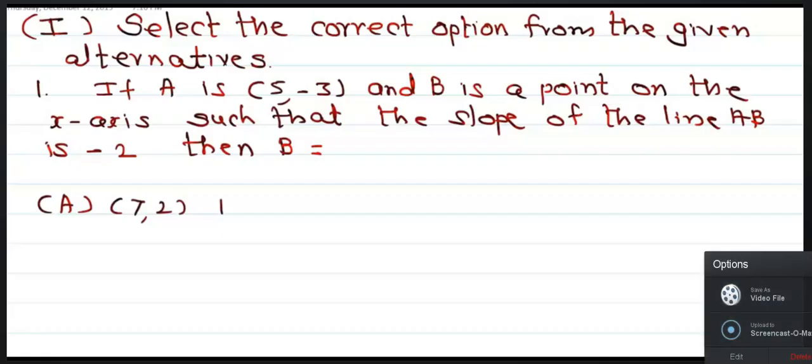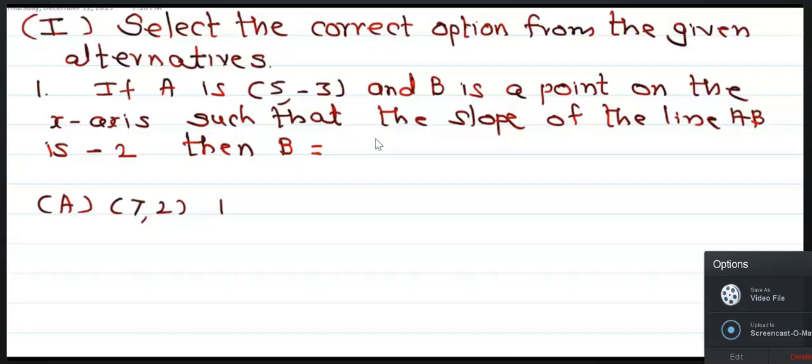आता विद्यार्थी मित्रों, हा प्रश्न कसा आहे बघा. If A is (5, -3) and B is a point on the x-axis. Now the given point is on the x-axis. Therefore, its y-coordinate is 0. And we have given that the slope of the line AB is -2. म्हणजे आपण त्याच्यावरचा y-coordinate 0 मिळेल. आपल्याला त्याच्यातला x-coordinate find out करायचा आहे.